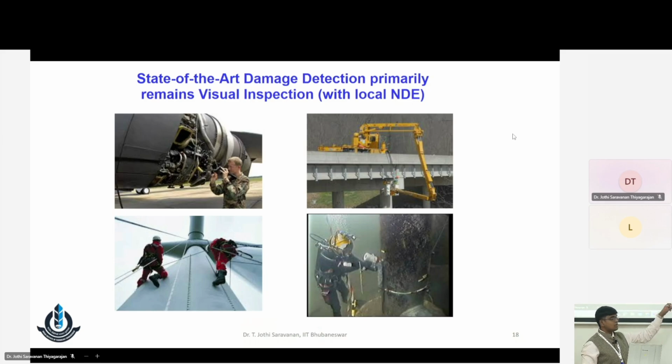This is for the marine structures. So there is no need for a person to go and do the testing. We can send the robots. Similarly, I can give various examples, pipelines. So there are a lot of things which have been replaced with our advanced techniques.